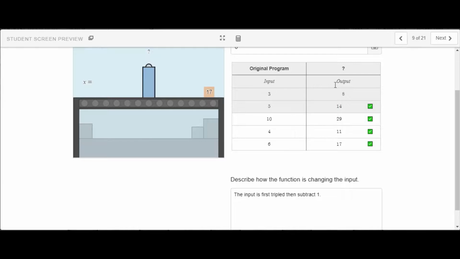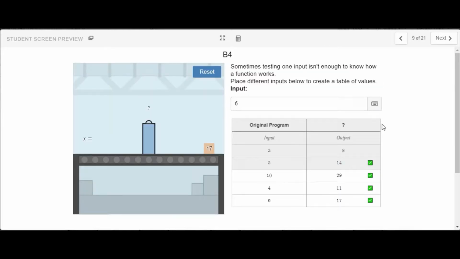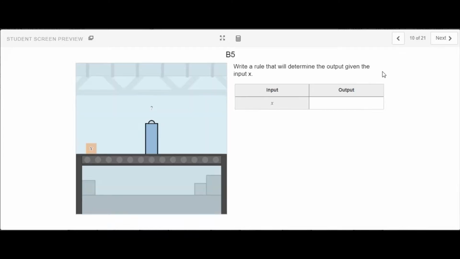3 times 3 would be 9, and then take away 1, I'm down to 8. 5 times 3 would be 15, then minus 1 would be down to 14. 10 times 3 would be 30, and then minus 1 would be 29. So the pattern looks like it's being tripled and then subtract 1. So on the next slide, let's go ahead and type in the rule.